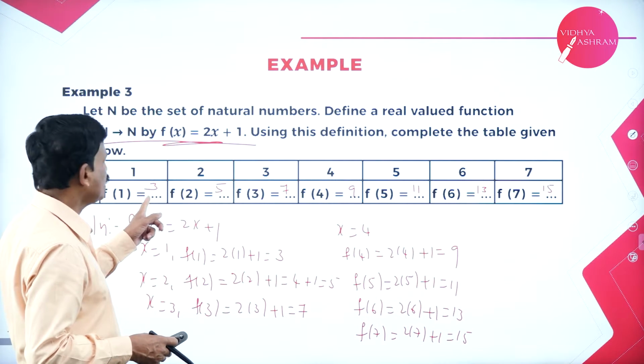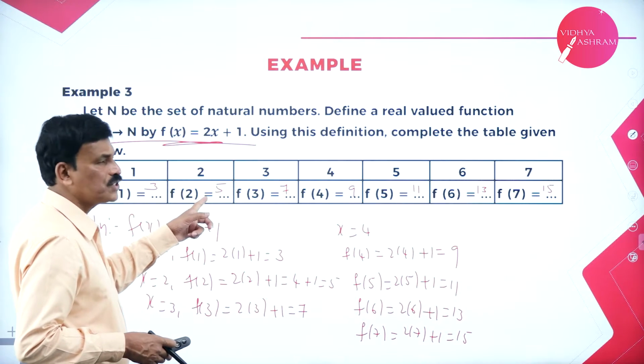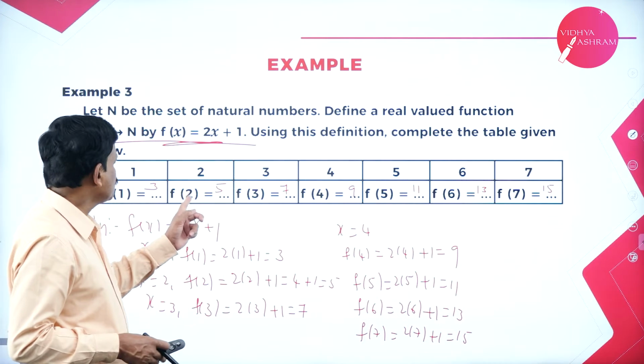When x is equal to 1, f of 1 is 3. When x is equal to 2, f of 2 is equal to 5.